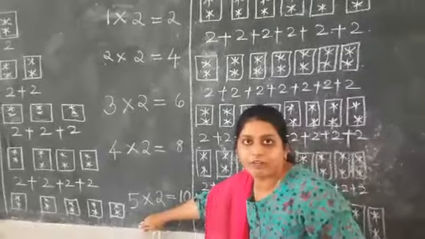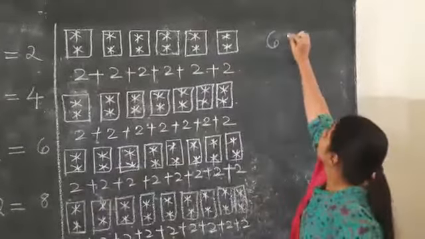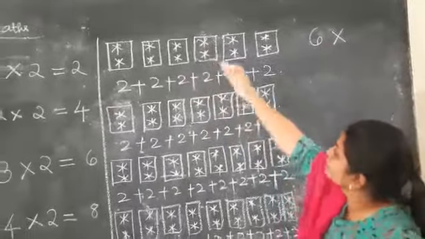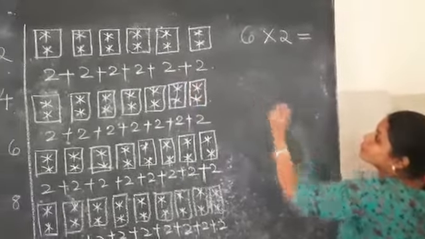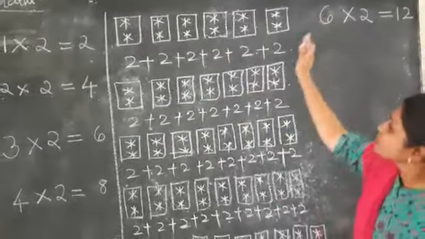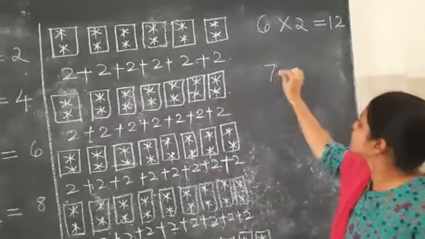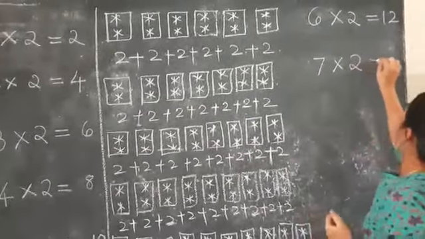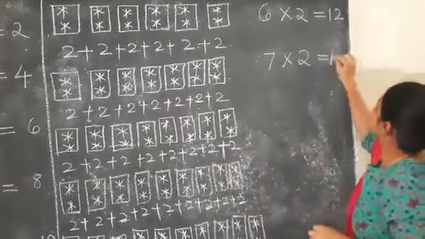Next comes number 6, since 5 after is 6. So take it as 6. Put the multiplication symbol, and in each group you have 2 stars, so write 2. Put the is equal to symbol, and 6 2's are 12. Next after 6 comes the seventh group: 1, 2, 3, 4, 5, 6, 7. Write it as 7, put the multiplication symbol, and the number of stars in each group is 2, which is equal to 14. If you find here, the number is increased by 2, that is 12 plus 2, that is 14.